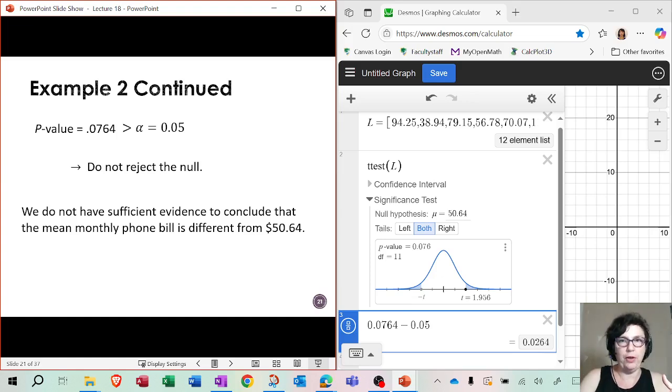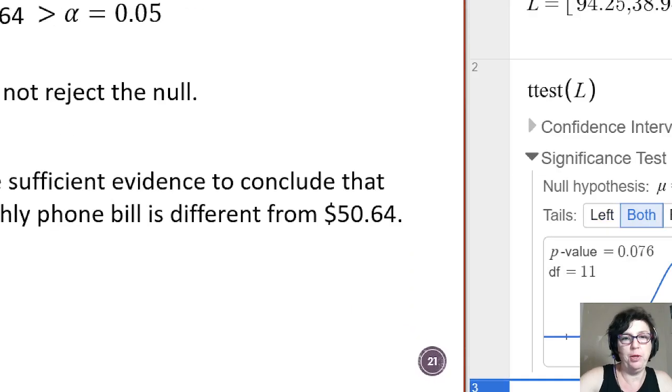We don't have evidence. What about the second part of the sentence after the word conclude? Because you're going to have multiple choice, and some of them will say different, higher, lower. How do I know? Well, what was the claim? Remember, the claim said that it was different. So here, we must mirror the claim. If the claim says different, that should be in the conclusion.